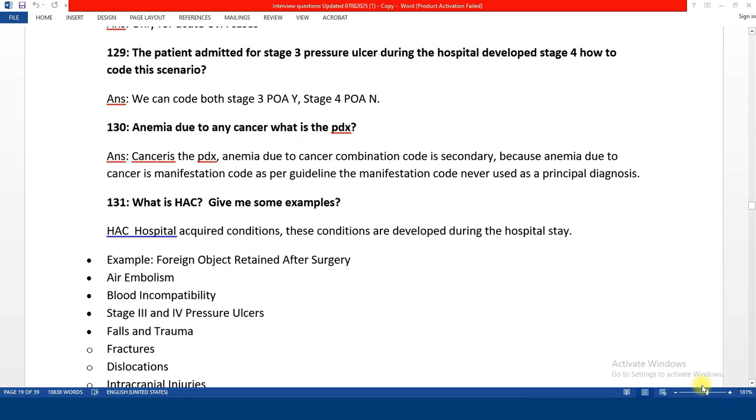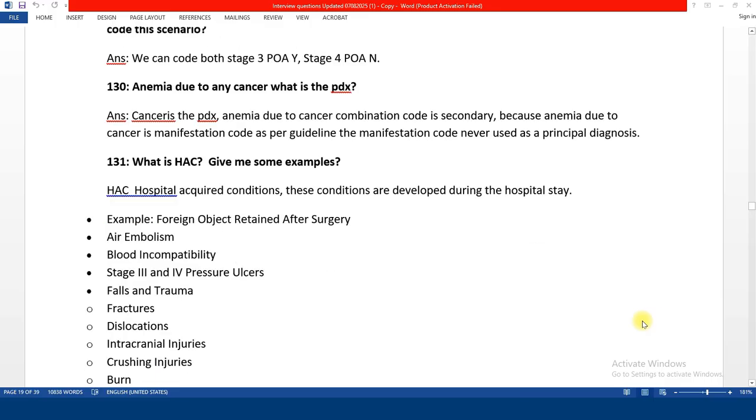Next one, the patient admitted for stage 3 pressure ulcer developed stage 4 during the hospital stay. How to code this scenario? So basically when the patient was admitted, the ulcer stage was 3, but after the admission into the hospital, it developed into stage 4. So in this scenario, we will code both stage 3 POA yes and stage 4 POA no.